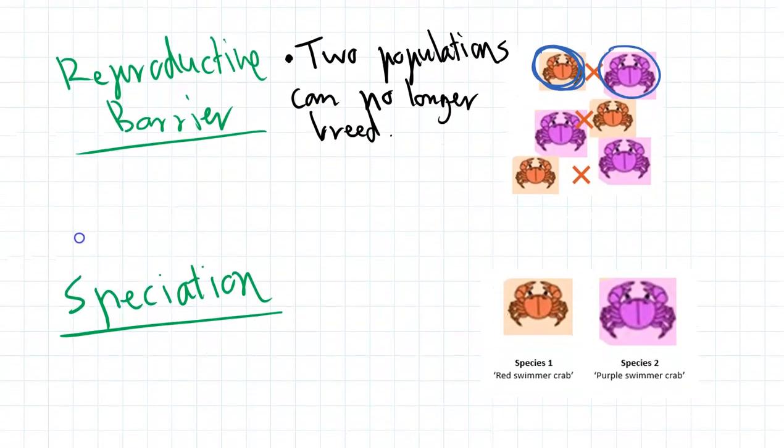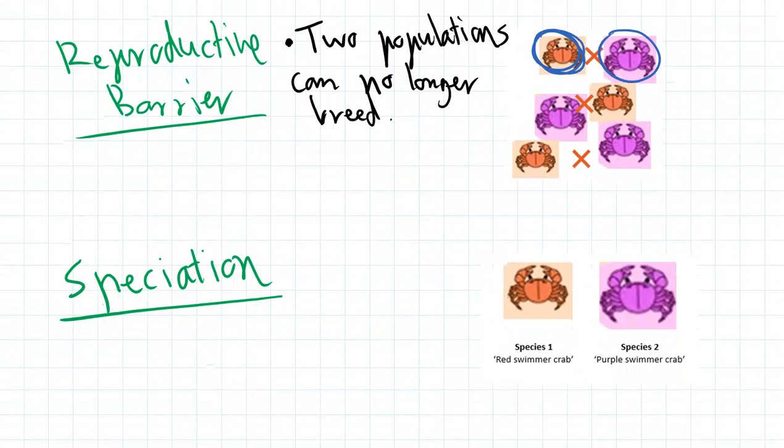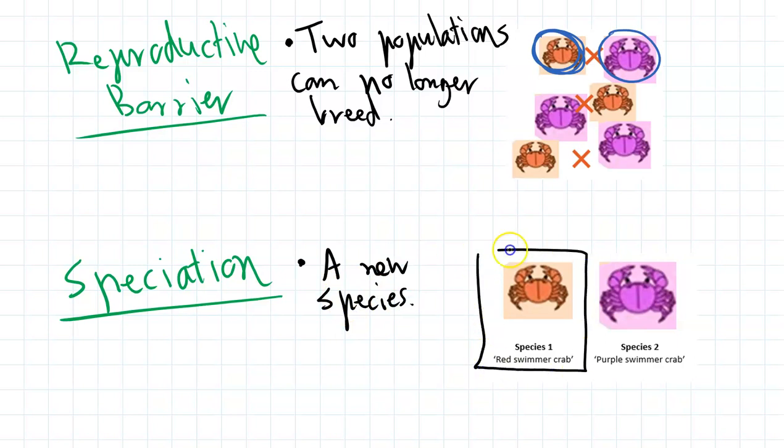Okay, so that means we've reached the final step. If the two populations can't breed anymore, they've become new species. So that's what speciation is. So we have a new species. So species 1 is still the red swimmer crab. They haven't actually changed. Sometimes we can have two brand new species, but often we have a parent species that stays the same, and then we have another one that evolves to form a new species. And we can call this one the purple swimmer crab.